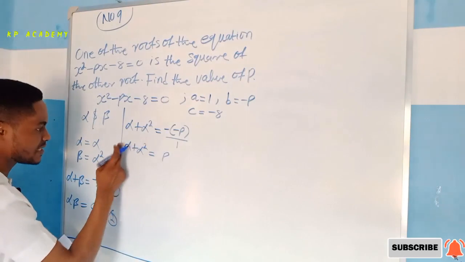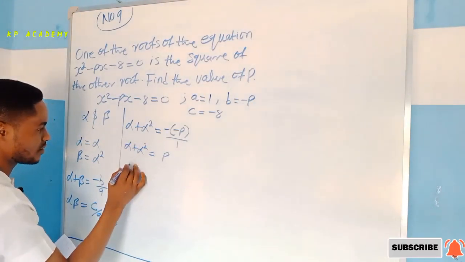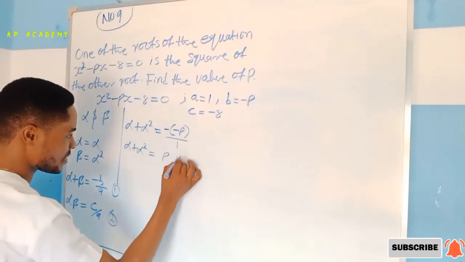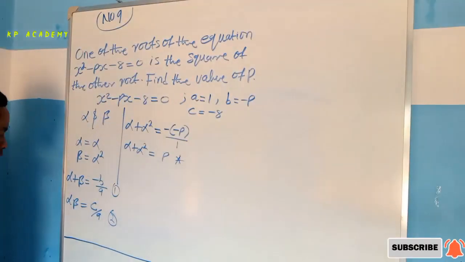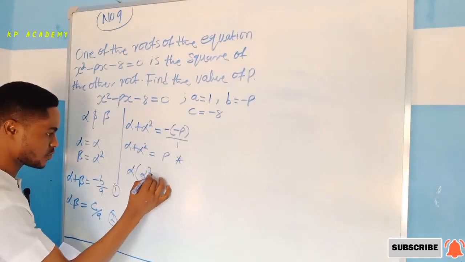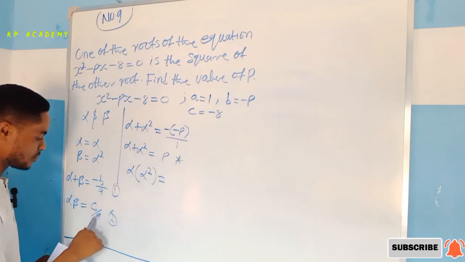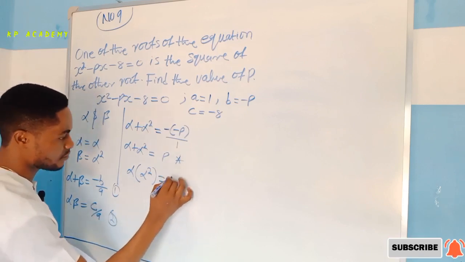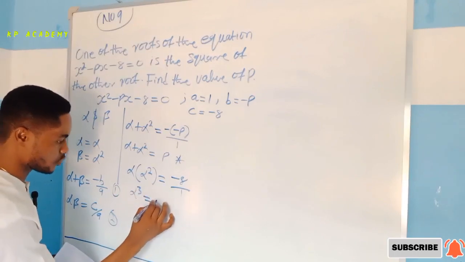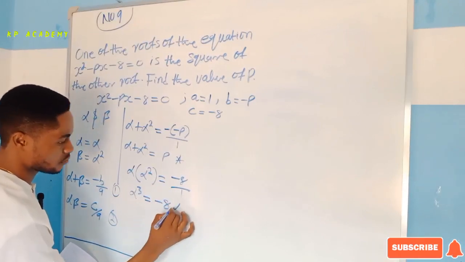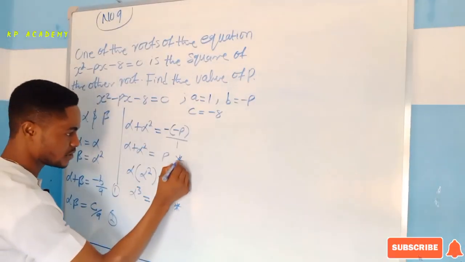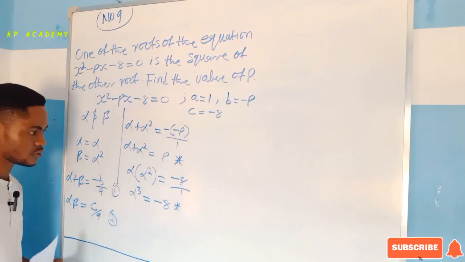Very important. Let's just leave this one. So from equation 2, alpha into alpha squared is equal to c over a, and c is minus 8 all over 1. Therefore, alpha cube is equal to minus 8. So from equation 1, we've gotten this, and from equation 2, we've gotten this.